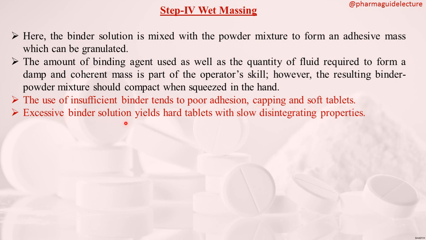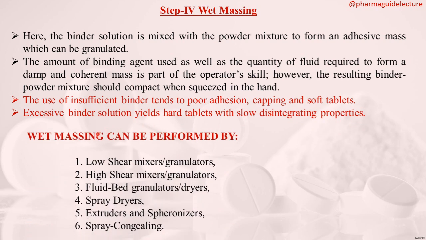If excessive binder solution is added, it will result in the formation of harder granules, which will further result in harder tablets with slow disintegration properties. So binder solution must be added in the optimum quantity. Wet massing can be performed by high shear mixer granulators, low shear mixer granulators, fluid bed granulators, dryers, spray dryers, extruders and spheronizers, and the spray congealing method.